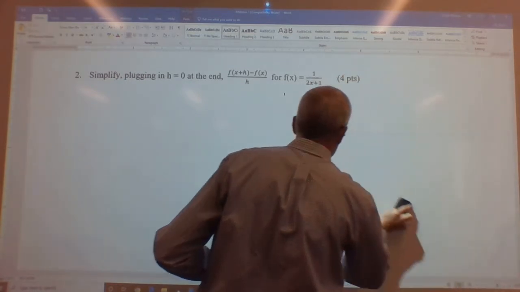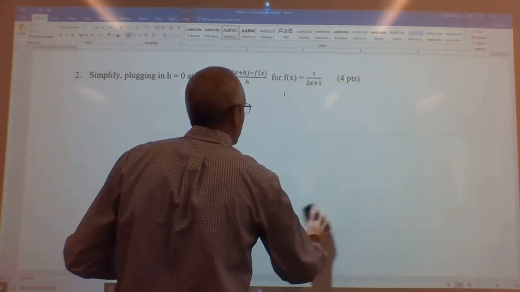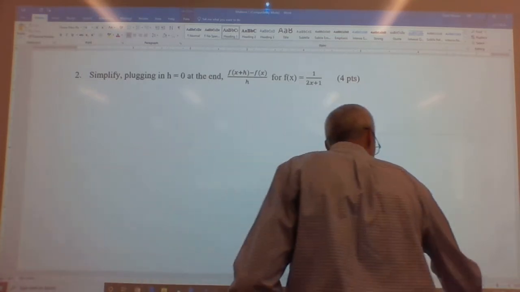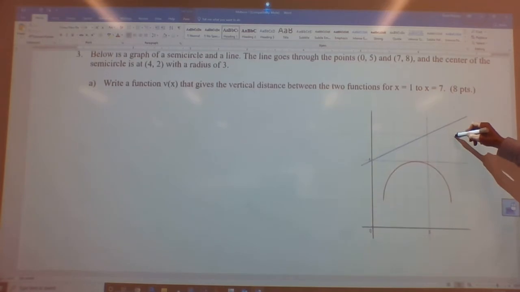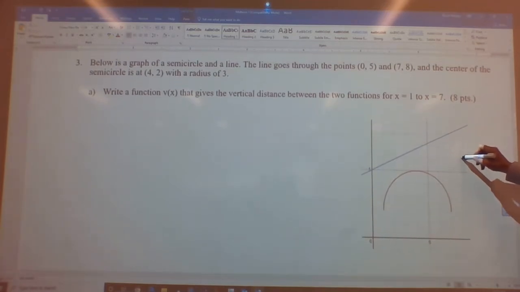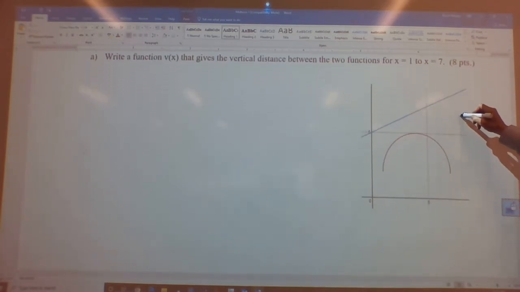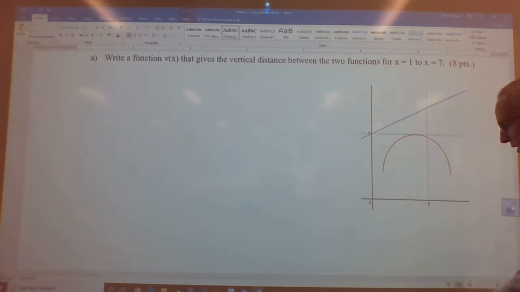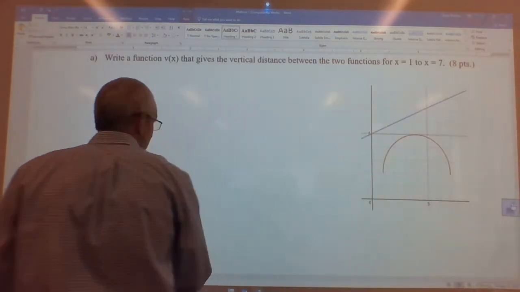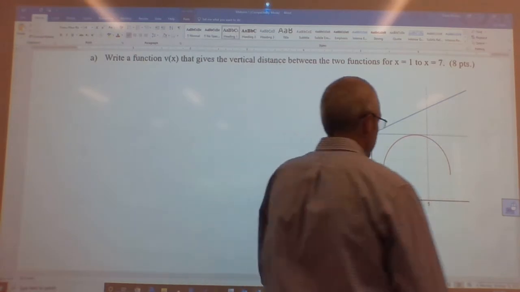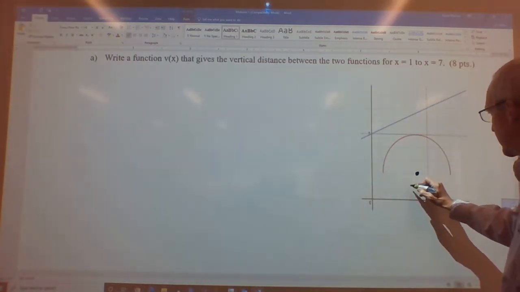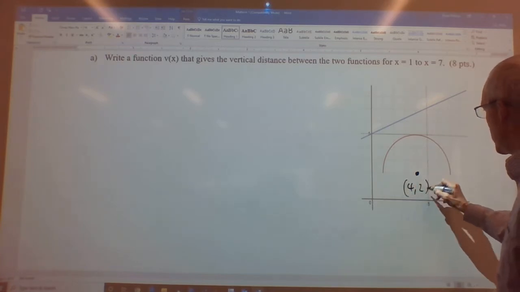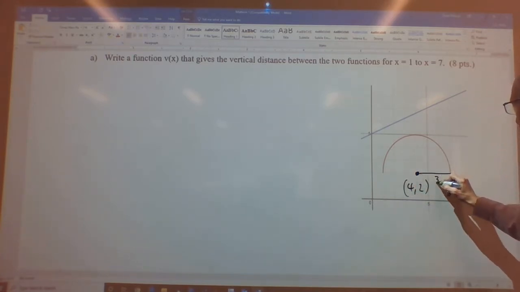Let's move on here. The third one was the semicircle thing going on. Right, a function gives a vertical distance. Okay, there's one just like this in one of the practice tests. You have to know how to write the equation for a semicircle. It is centered right there, which is x equals 4, 2. The radius is clearly 3.